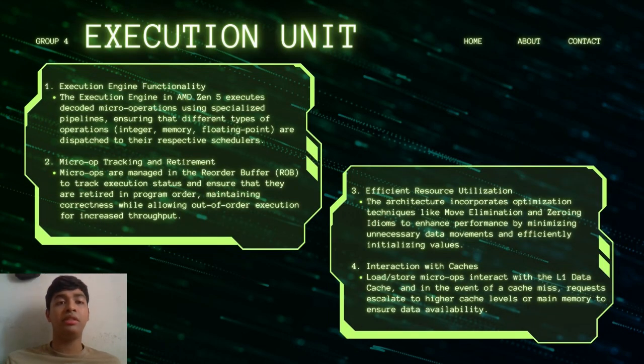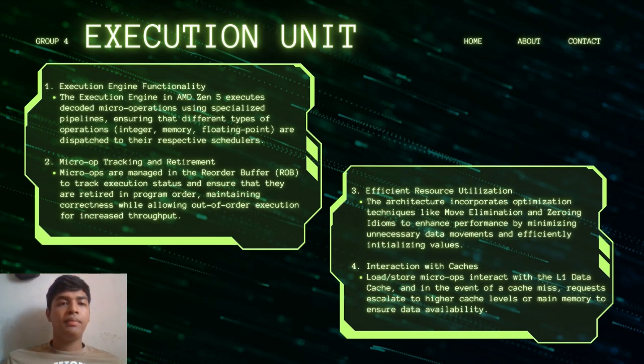Speaking of the execution unit, there are also four parts that I'm going to highlight, which are execution engine functionality, micro-op tracking and retirement, efficient resource utilization, and interaction with cache. So first one, execution engine functionality. The execution engine in AMD Zen 5 is tasked with executing decoded micro operations using specialized pipelines to ensure that different types of operations, which consist of integer, memory, and floating point, are dispatched to their respective schedulers.